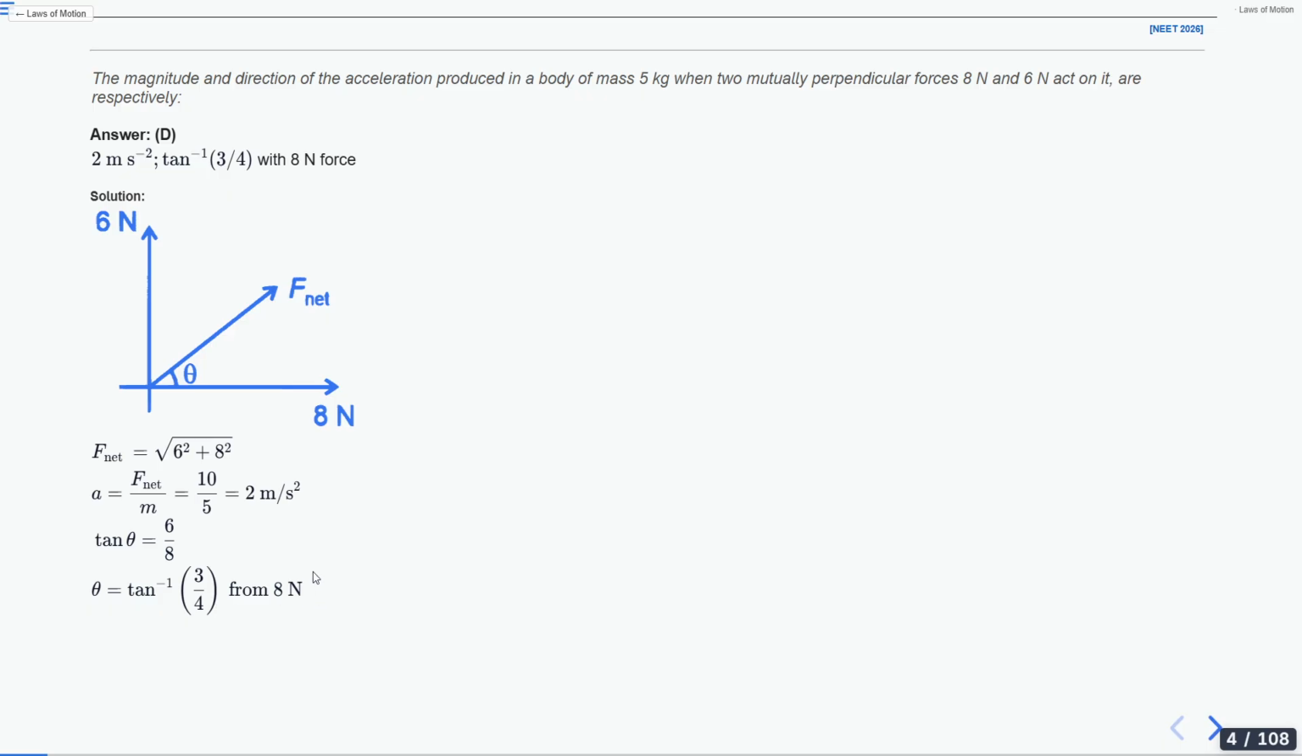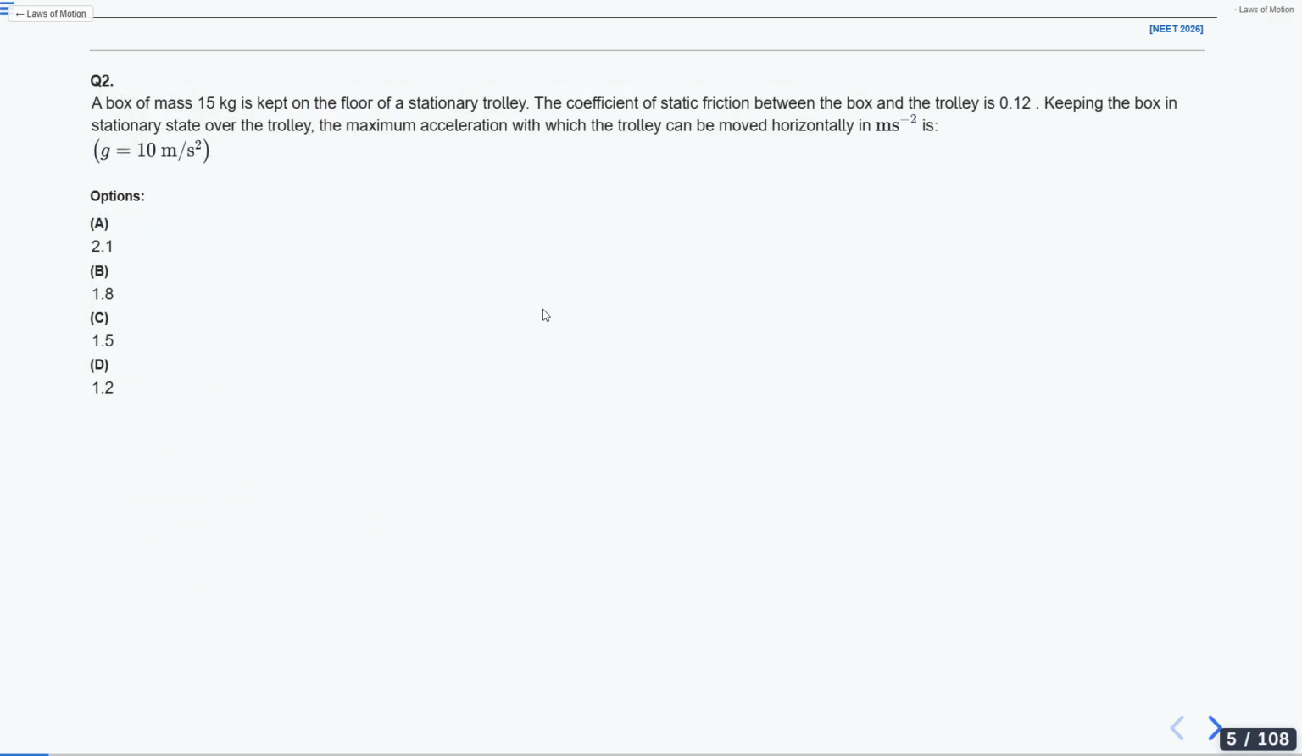But there is one more point. This theta is with respect to the 8 Newton force, the angle the net force makes with the 8 Newton. So the magnitude of acceleration is 2 meter per second square and the angle theta is tan inverse 3 by 4 with the 8 Newton. Is it clear to you? So option D was correct.